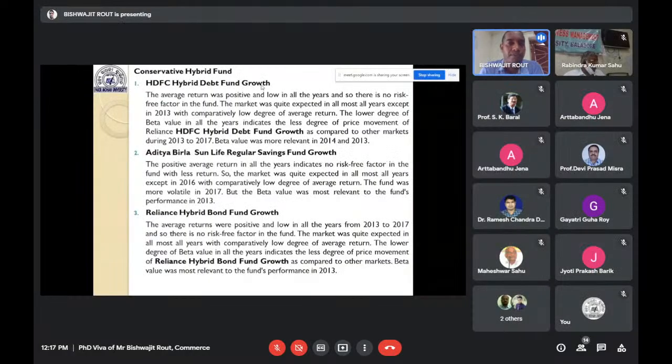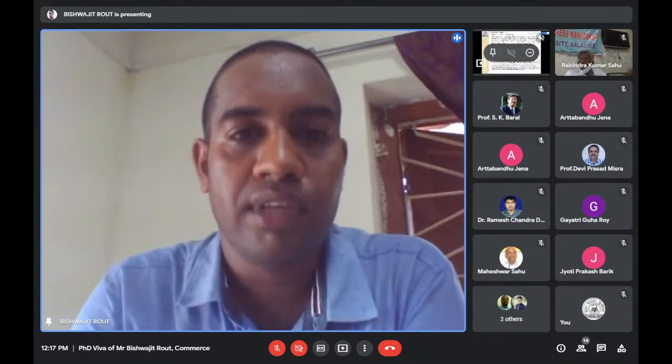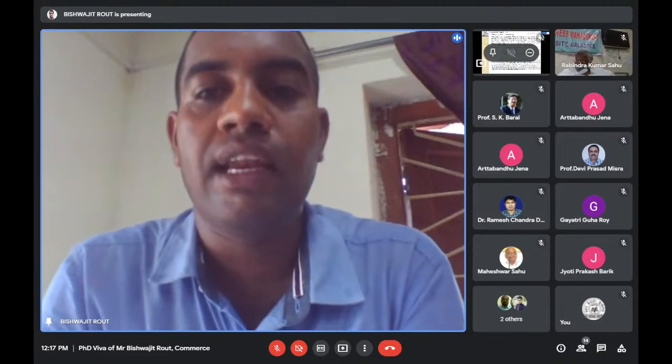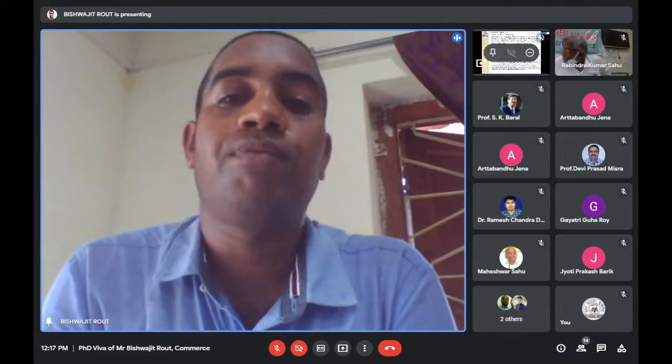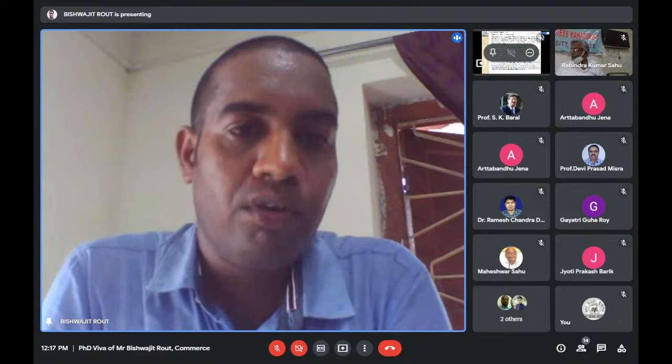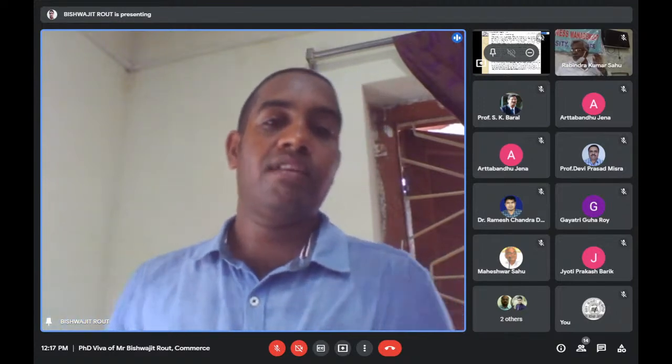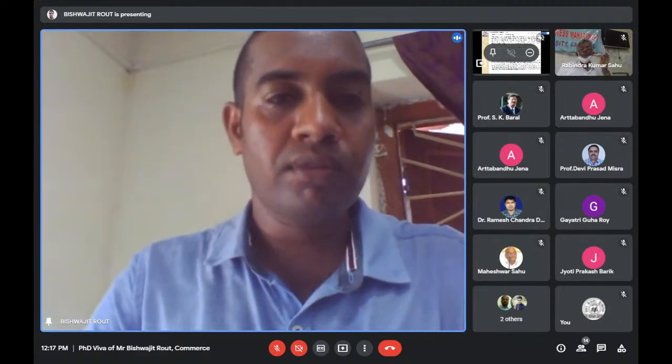The lower degree of beta value in all the years indicates the less degree of price movement of HDFC growth fund as compared to other market during 2013 to 17. The beta value is relevant in 2014 and 2013. So next fund is Aditya Birla Sun Life Regular Saving Fund Growth.